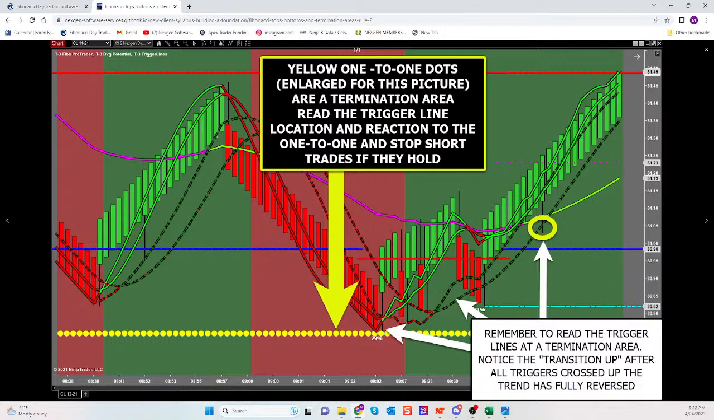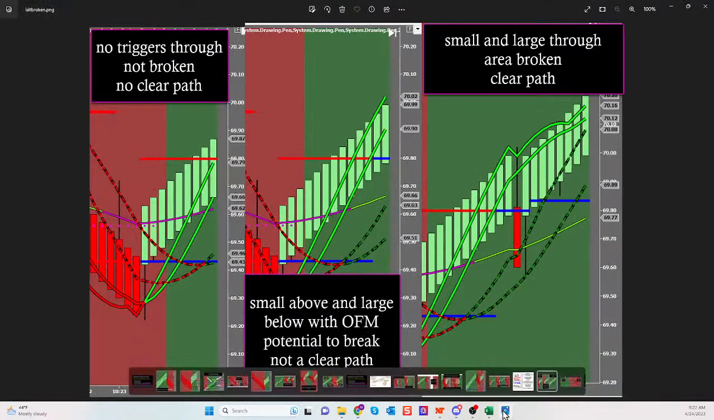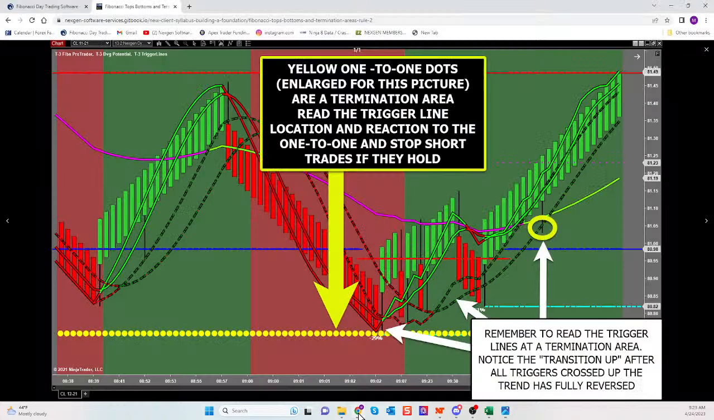Keep it simple. Price reaches the area. When the area is reached, if none of the trigger lines break it, guys, you've given away your advantage of a clear path. Both small and large break above or break below. That clear path is there once again. You're looking for that odds favorable momentum. And there's another one of those tails, one of those potential entries for a high probability trend trade long. This is the most simplistic approach to what we're doing, guys.